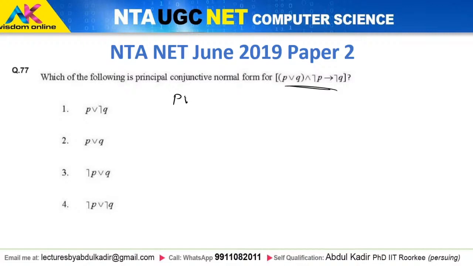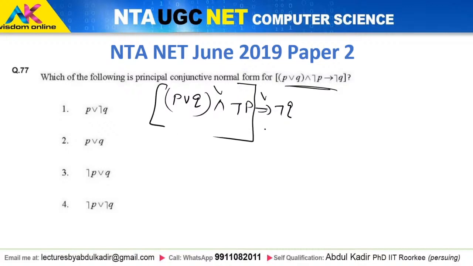See this. What is this? This is P and Q, and negation P implies negation Q. Okay, this is our expression. You know the precedence. Precedence says that first you will have to do this, because conjunction has more precedence than implication. We have already seen that conjunction has more precedence than implication. So first you convert this.